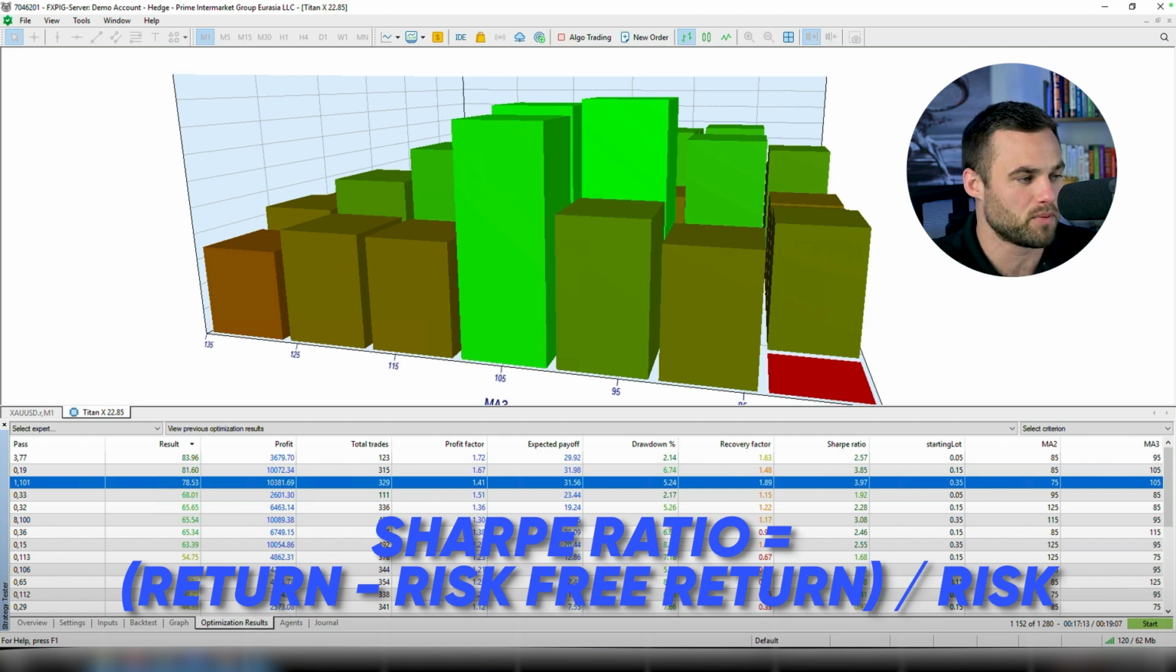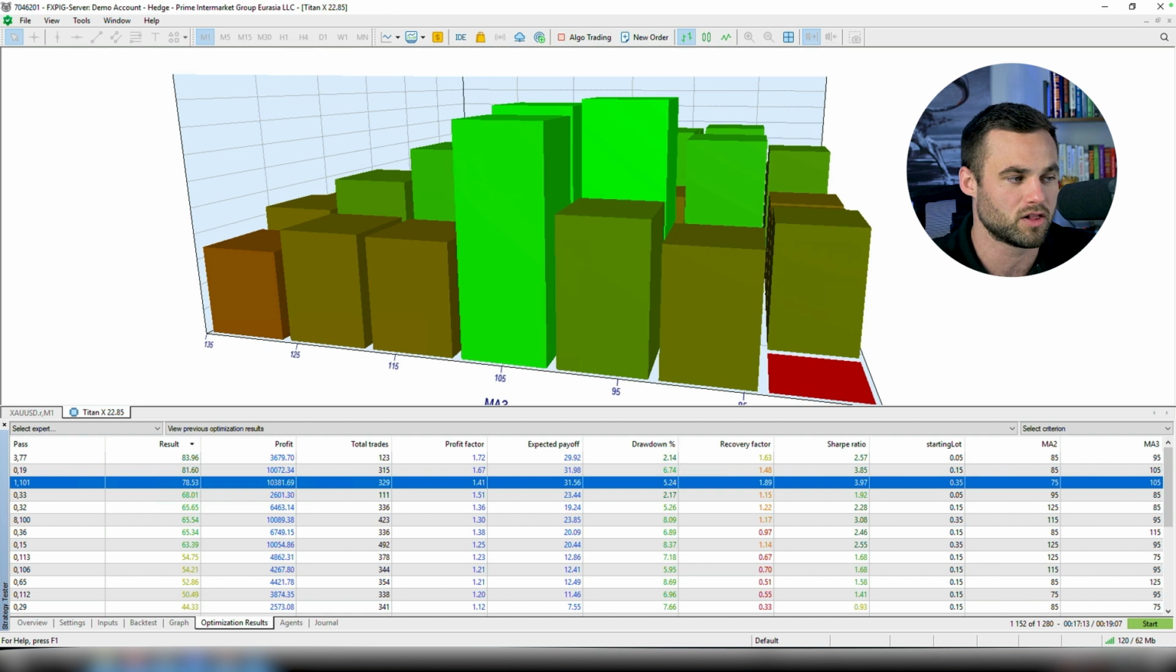For a really simple example, take a trading system that does a 2% monthly return, and let's say the risk-free return is zero, so we're not including a risk-free return. That would mean our excess return is 2%. Then let's say our risk, or volatility, is a 1.5% standard deviation. We'd simply divide 2% by 1.5%, which would give us a Sharpe ratio of 1.33. In other words, for every unit of risk taken, the strategy returns about 1.33 units of excess return.